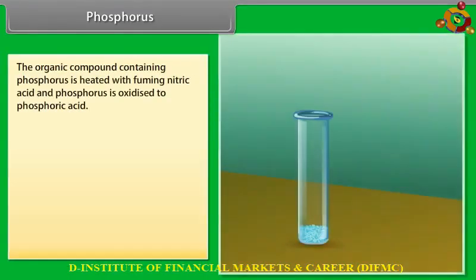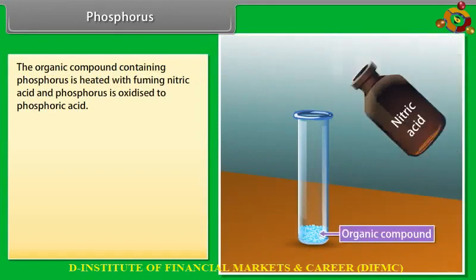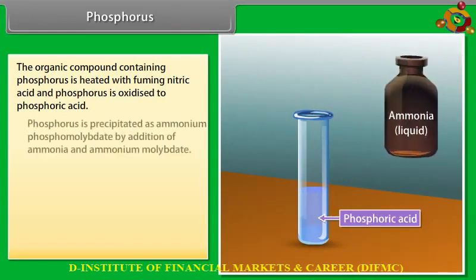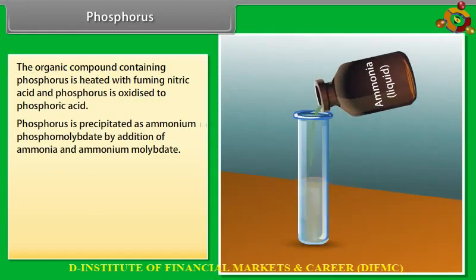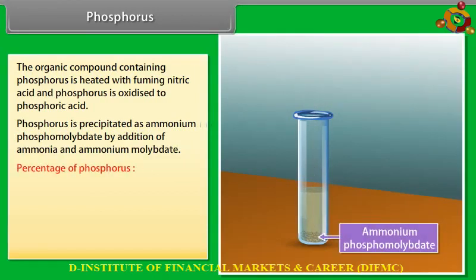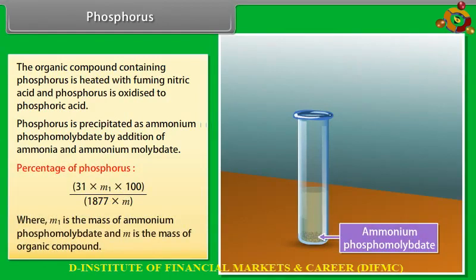Phosphorus: the organic compound containing phosphorus is heated with fuming nitric acid and phosphorus is oxidized to phosphoric acid. Phosphorus is precipitated as ammonium phosphomolybdate by addition of ammonia and ammonium molybdate. Percentage of phosphorus: 31 into M1 into 100 divided by 1877 into M, where M1 is the mass of ammonium phosphomolybdate and M is the mass of organic compound.